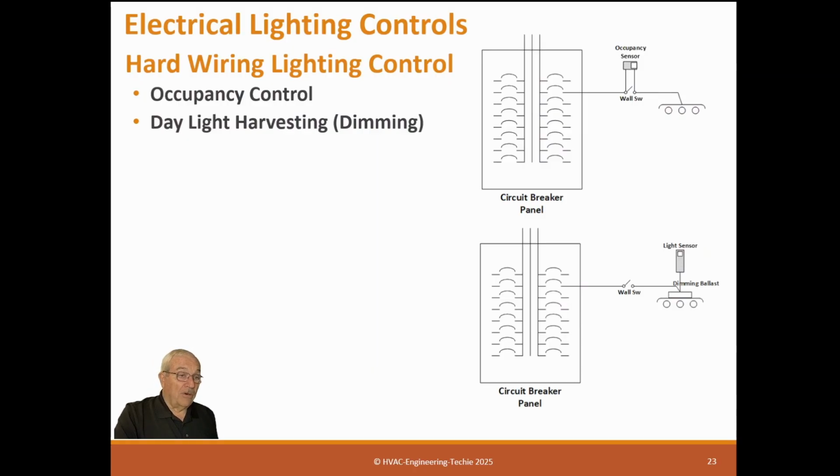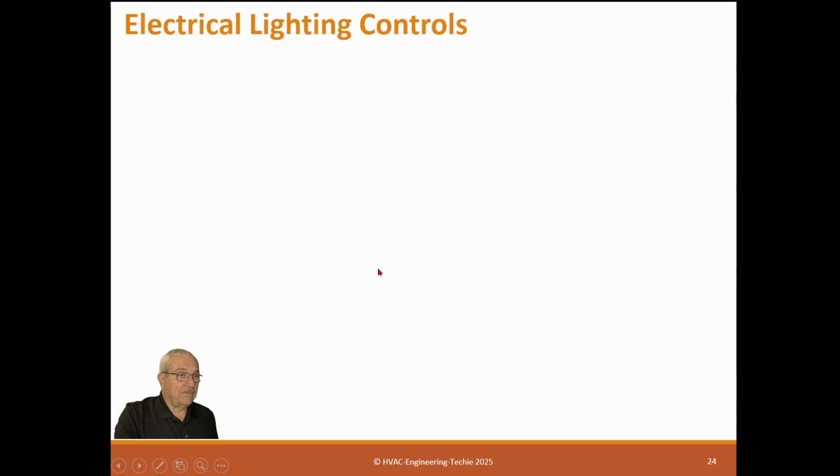Now, daylight harvesting basically refers to dimming. What happens there, it has a standard panel. It goes out to a light fixture, has a wall switch, turn it on and off. It also has a light sensor that will dim this fixture when it's on to maintain a certain lighting level that's programmed into it. And that's called daylight harvesting.